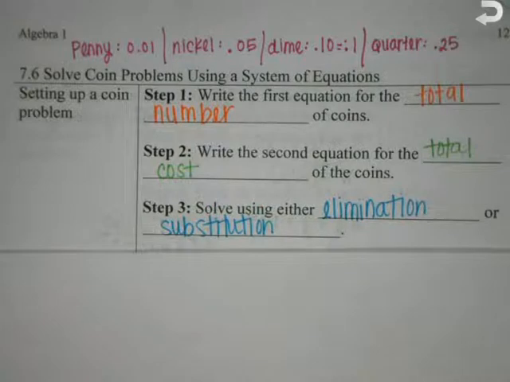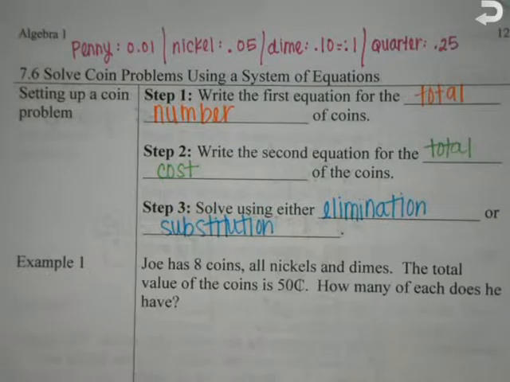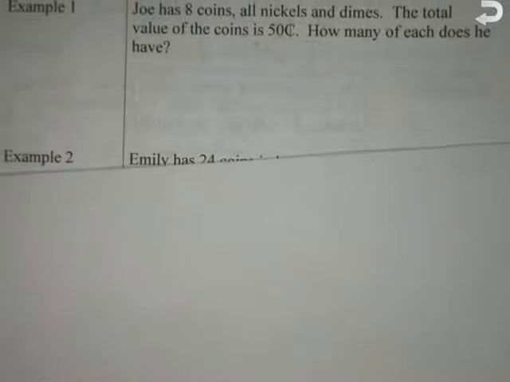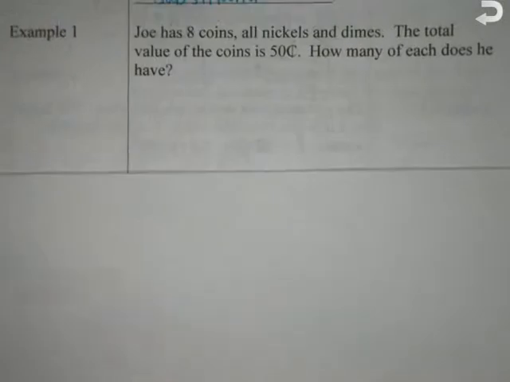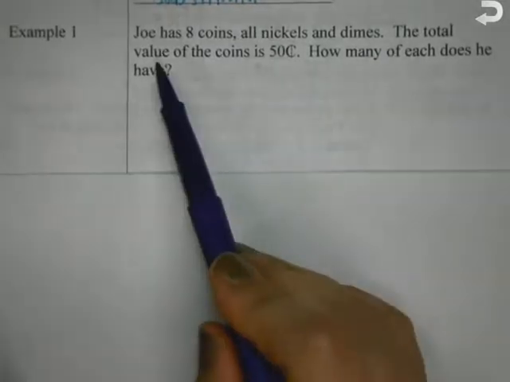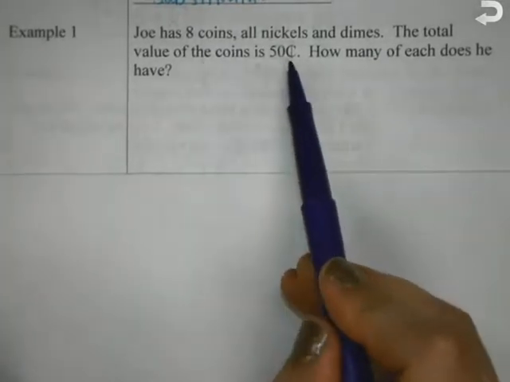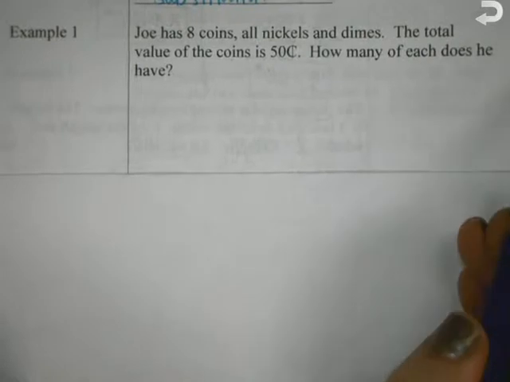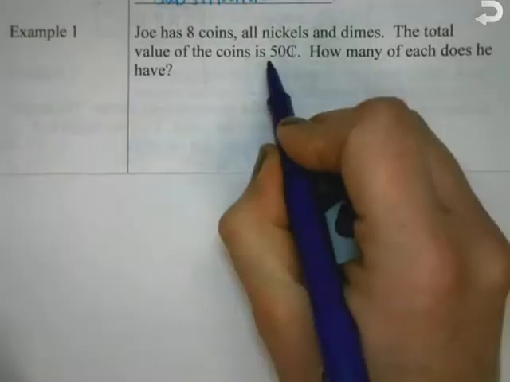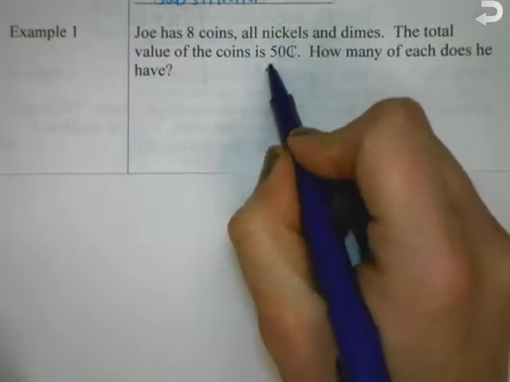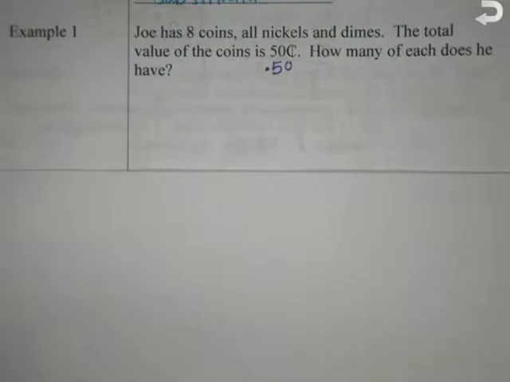Okay, so example number 1. Okay, example 1. Joe has 8 coins. All of them are nickels and dimes. The total value of the coins is 50 cents. How many of each does he have? How can we write 50 cents as a decimal? 0.50. Okay, so we're going to always be working with decimals here. Okay?